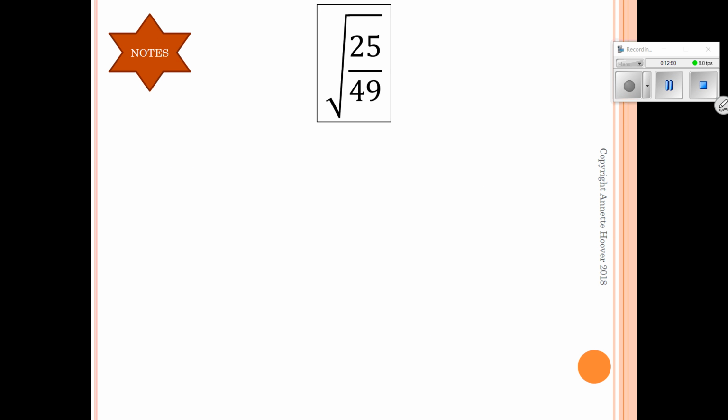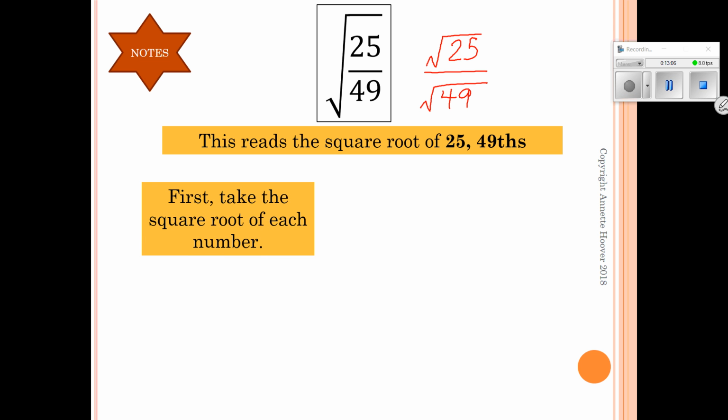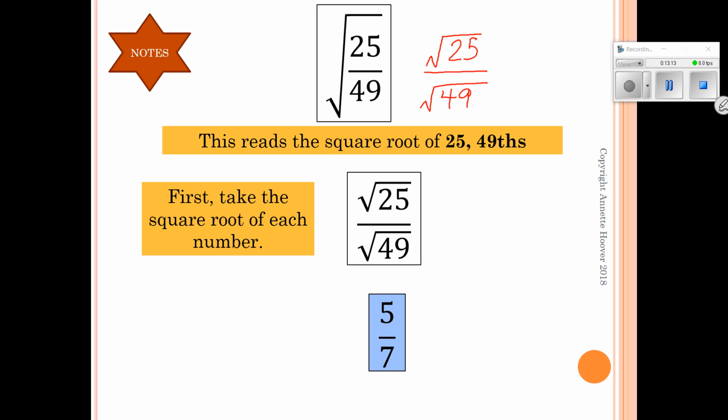When you have a fraction underneath a radical sign, what we are going to do is take the square root of each number. So the numerator, the top number, think about what is the square root of that number, and then what is the square root of the denominator, the bottom number. And when you take the square root of both of them, you simply get the square root of 25 is 5, and the square root of 49 is 7. So it would just be 5/7. You keep the square root of 25 on top, which is 5. You keep the square root of 49 on the bottom, 7, reads as 5/7.